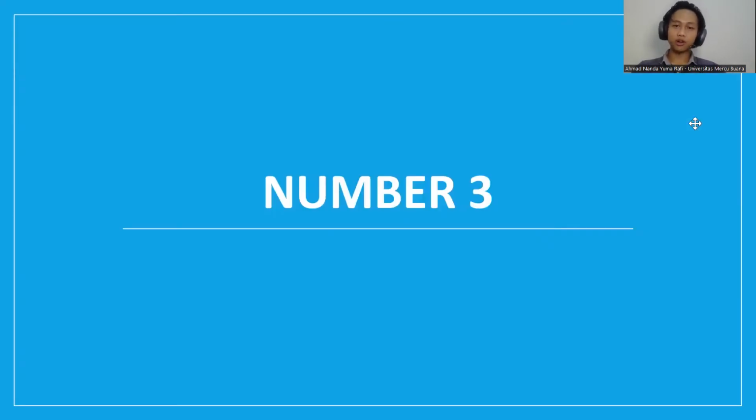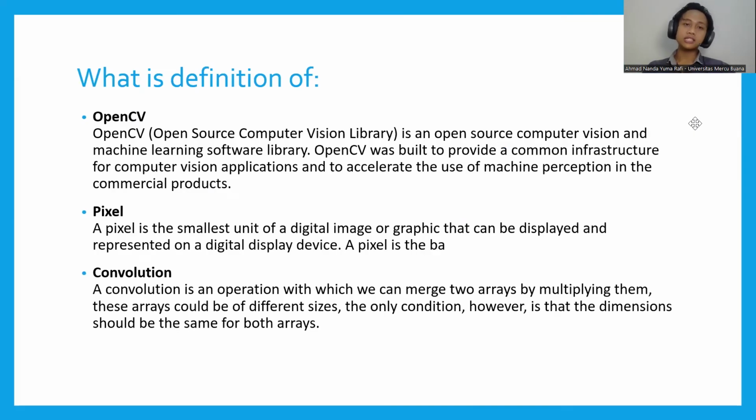And the next question, for number three, is what is the definition of OpenCV? OpenCV is the open source computer vision library. It's an open source computer vision and machine learning software library. And furthermore, OpenCV was built to provide a common infrastructure for computer vision applications and to accelerate the use of machine perception in commercial products.